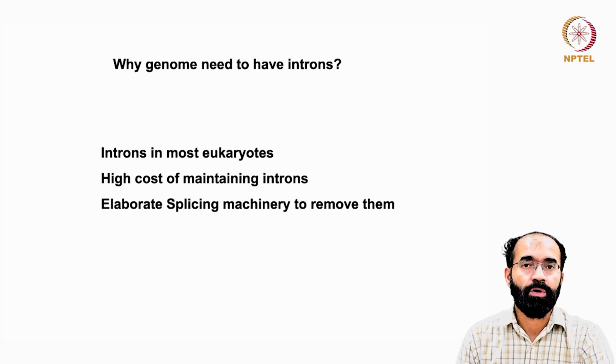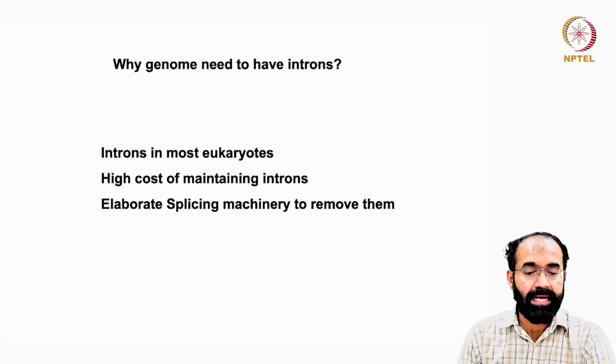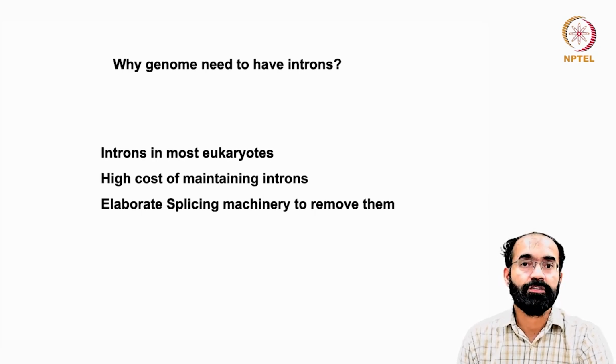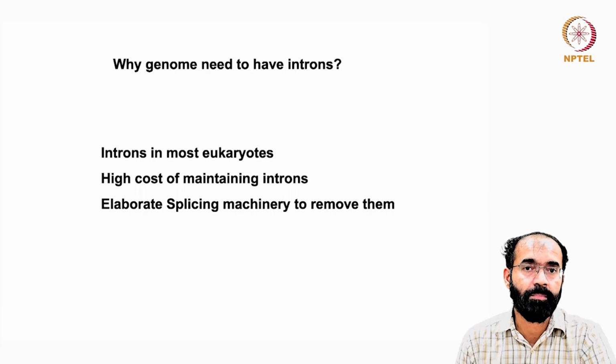Introns are present in most of the eukaryotes. There is a high cost of maintaining introns. Elaborate splicing machinery is needed to remove them. It is just like you created trouble and then solve the problem.